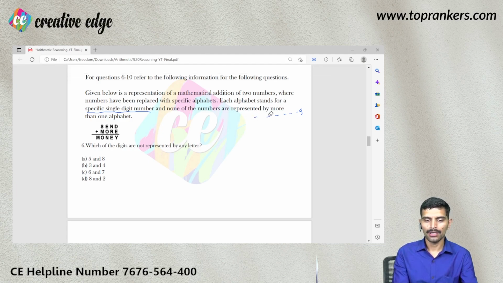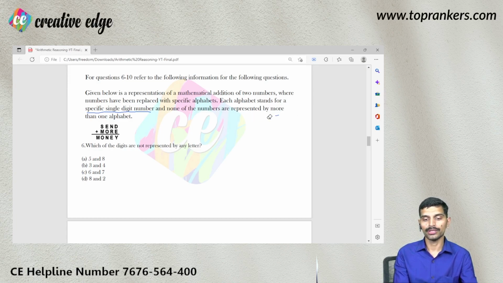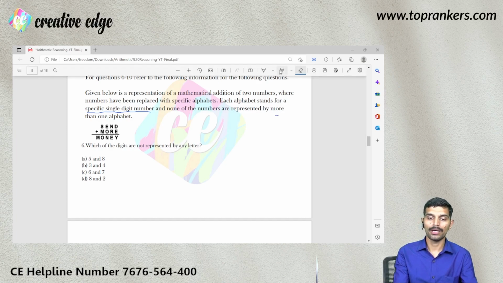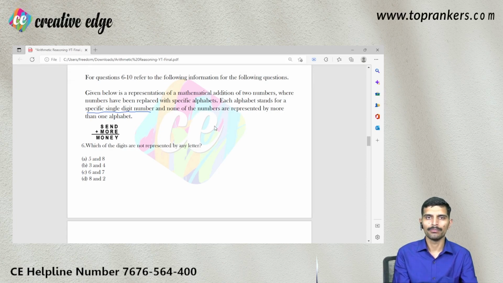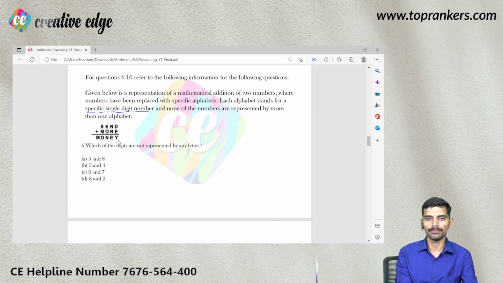So let's see how things are given to us, and how we can approach it. It says none of the numbers is represented by more than one alphabet. So each alphabet has a unique digit between 0 to 9. If D is say 0, then no other alphabet can have value 0, right? So what do we need to determine now? CENT plus MORE gives us MONEY. That is, two 4-digit numbers are added and the result is a 5-digit number, right?